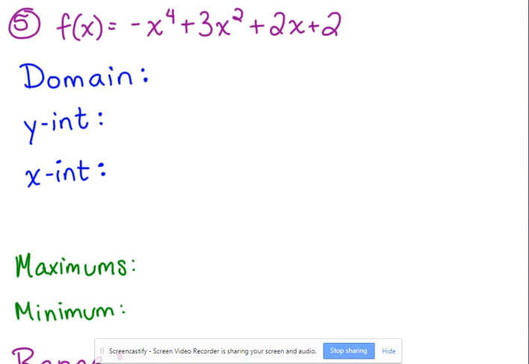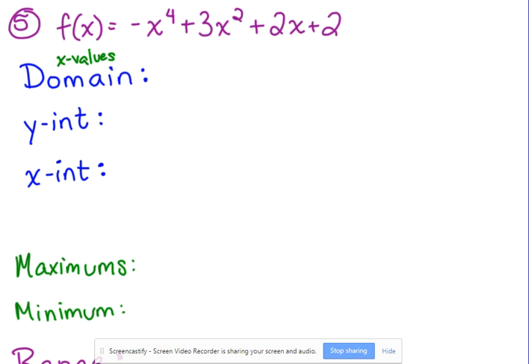All right, so number 5. The domain. Okay. Domain always refers to x values. Okay, domain is x values.